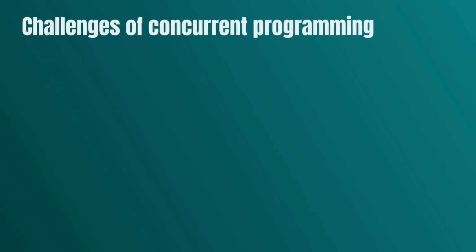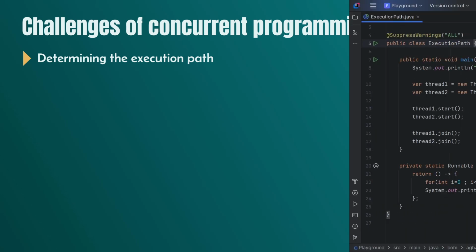Now that we understand why threads are essential in our programs, let's explore some of the key challenges of concurrent programming that we might encounter. Determining the execution path. In traditional single-threaded programs, it's straightforward to follow the execution path. Typically, the program flows from top to bottom, entering each method recursively. However, determining the execution path in a multi-threaded program is much more complex.